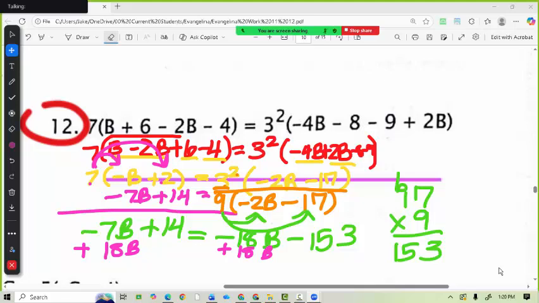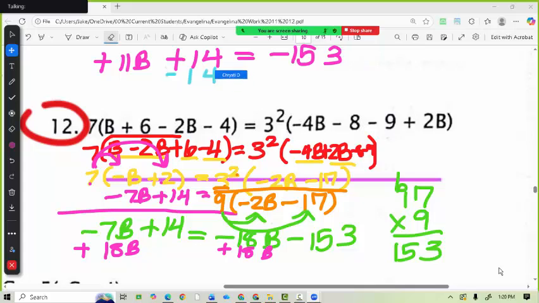So if I have a positive 18 and a negative 7, I have more positives, so the answer is going to be positive. And we are going to be left with 18 take away 7 is 11. So positive 11b plus 14 equals negative 153.